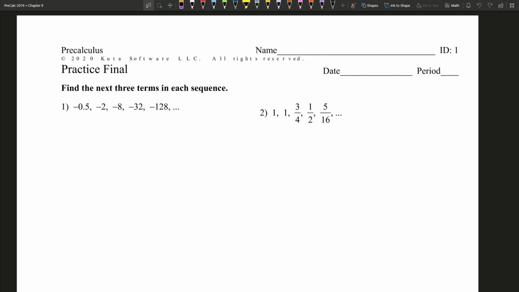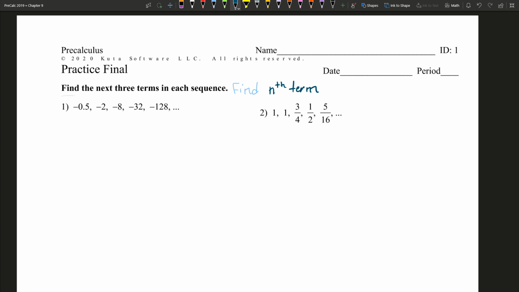All right. We have to see. So the directions here say to find the next three terms in each sequence. All right. So I'm actually probably going to change these directions just slightly on the actual test because it'll actually end up helping you out. And that will be to find the rule for the nth term, and then find the next three terms. That'll help you out just a little bit.